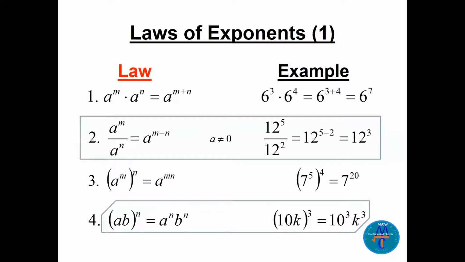We can split here and distribute the power, A to the power n, same power, B to the power n, like this one, 10k. 10k is a product, you see, 10 times k. 10 cubed, k cubed. Now, if you have a plus, you cannot distribute the power. Remember here, if you have a plus, you cannot distribute the power.